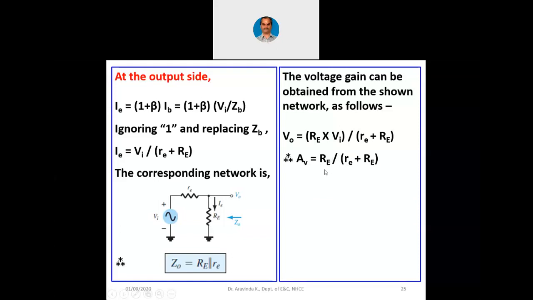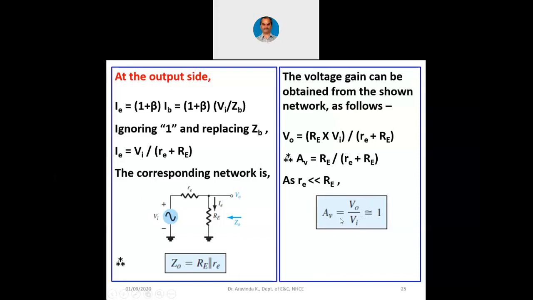Capital Re is the physical resistor present at the emitter, and that will be a slightly larger value, whereas small re is the dynamic resistance of the emitter, which will be only a few ohms. When you compare these two, small re can be ignored compared with capital Re. So in such a case, as small re is much lesser than capital Re, AV or voltage gain is nothing but V0 by Vi, which is approximately equal to 1.